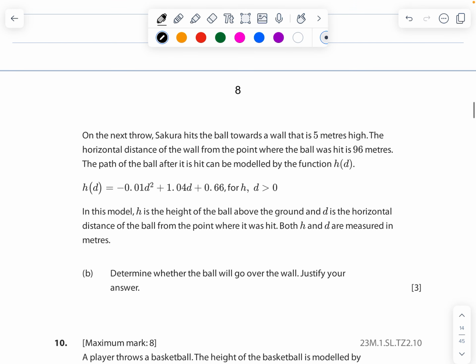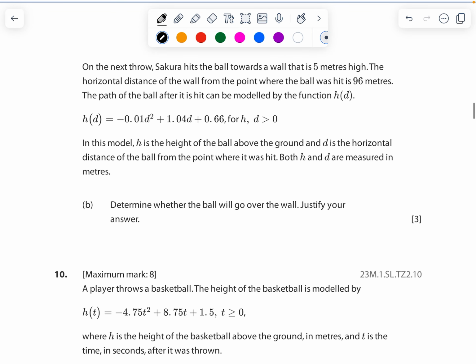Next, on the next throw, Sakura hits the ball towards the wall which is a height of 5 meters high. The horizontal distance of the wall from the point where the ball was hit is 96 meters. The path of the ball after it is hit is followed by this formula. In this model, h is the height of the ball above the ground and d is the horizontal distance from the point where it was hit. Both h and d are measured in meters. Determine whether the ball will go over the wall or not.